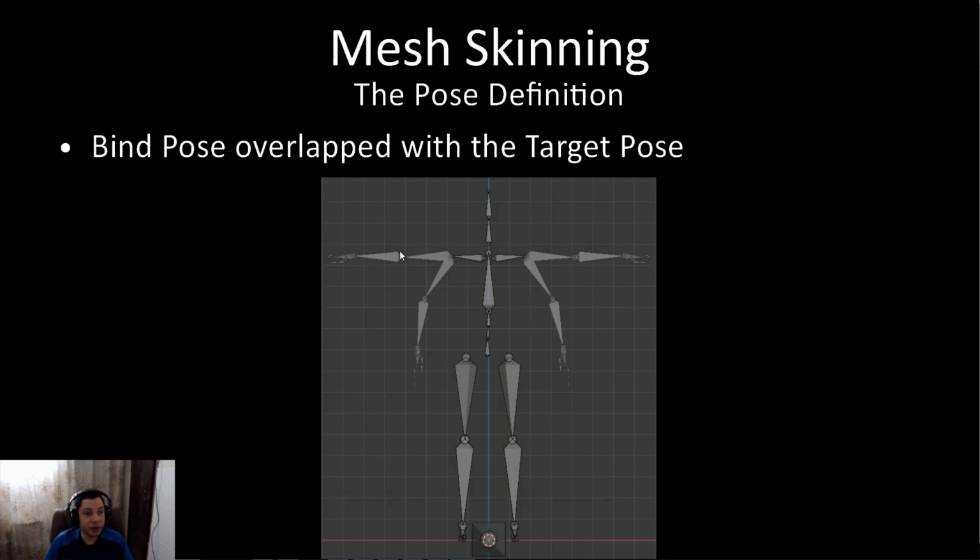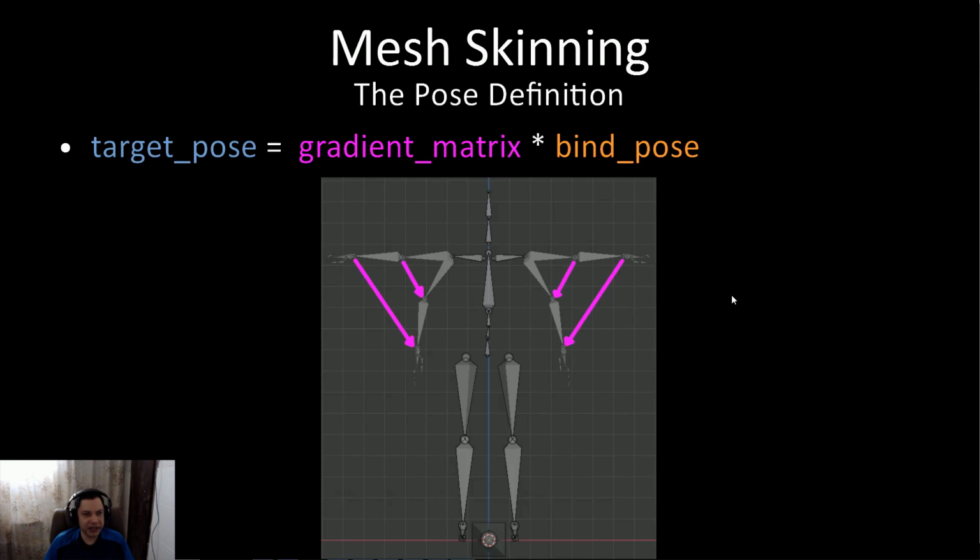Each transformation, joint, or bone in this representation is a matrix. Knowing that, we can express the target pose matrix as a modification of the bind pose matrix. Now we can use the gradient matrix expression we saw earlier.